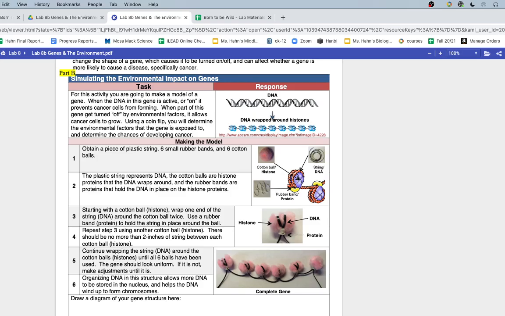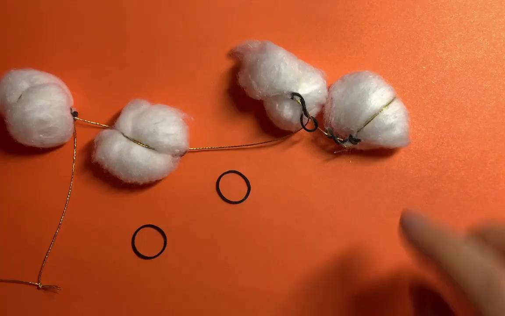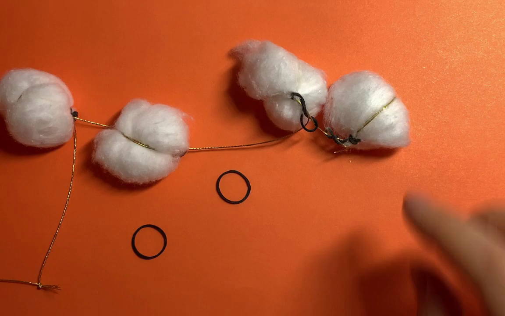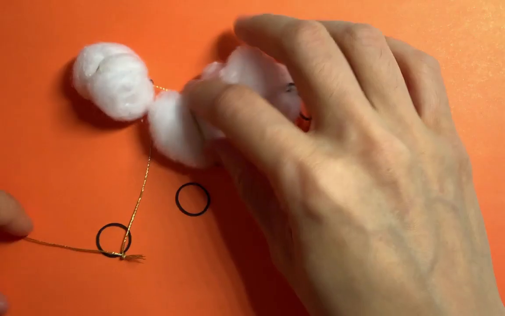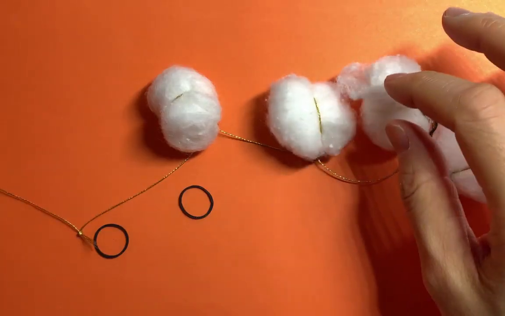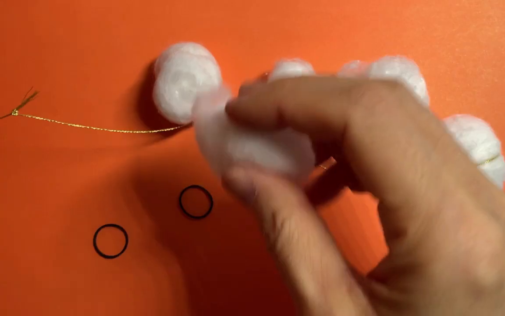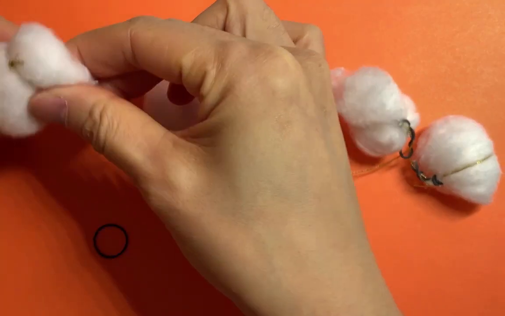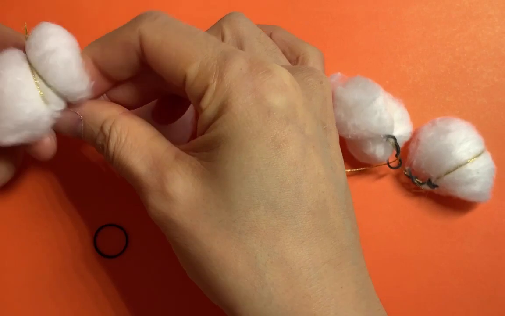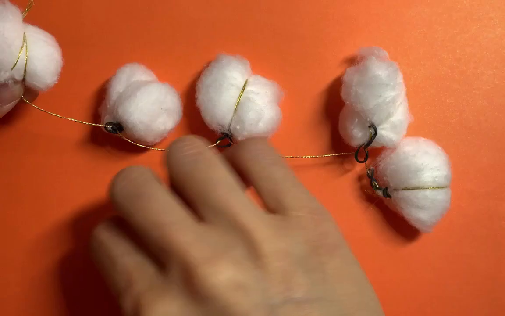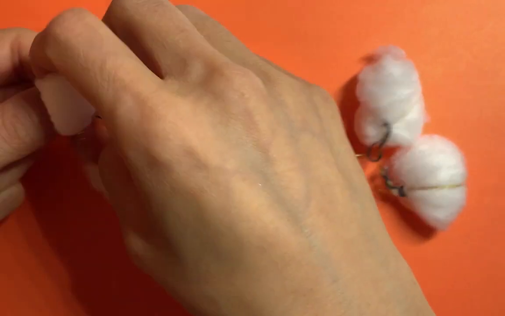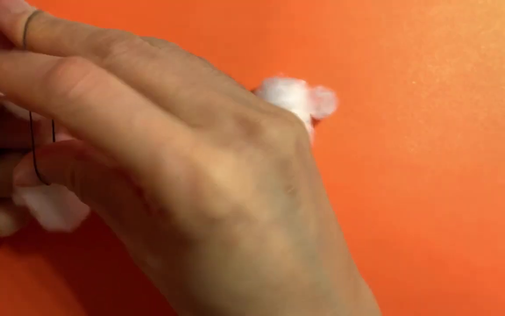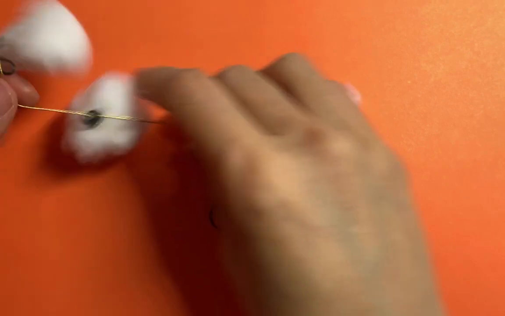Okay, so here's my attempt. I've got 1, 2, 3, 4. I'm supposed to have 6. I actually ran out of thread, so I had to tie a knot and add more thread. I'm supposed to wrap the string around twice and then put a little rubber band to hold the histone in place. These are just little hair rubber bands I found at the bottom of a drawer. And again, if you don't have perfect materials, you don't have to sweat it.